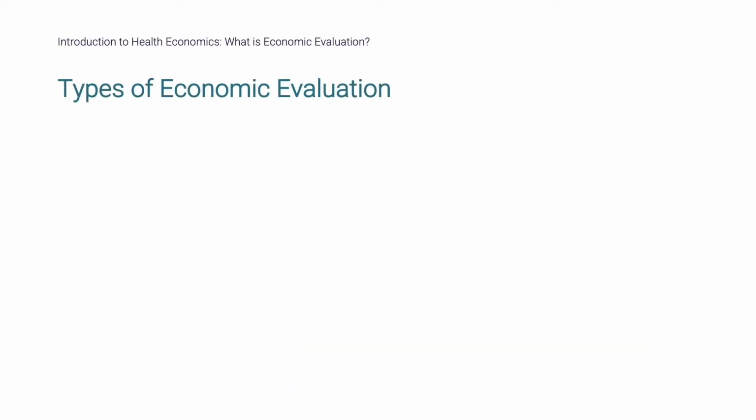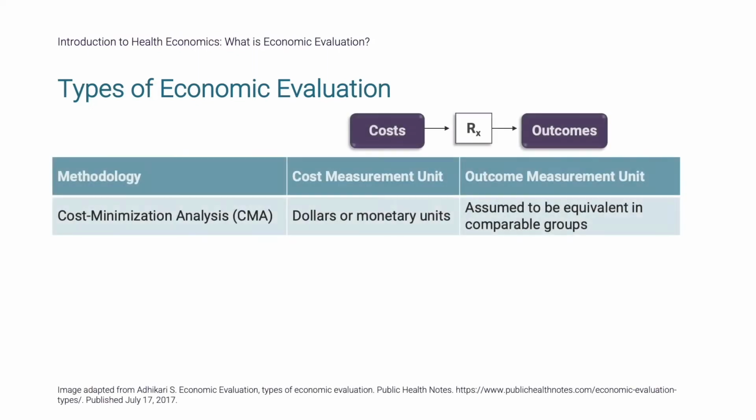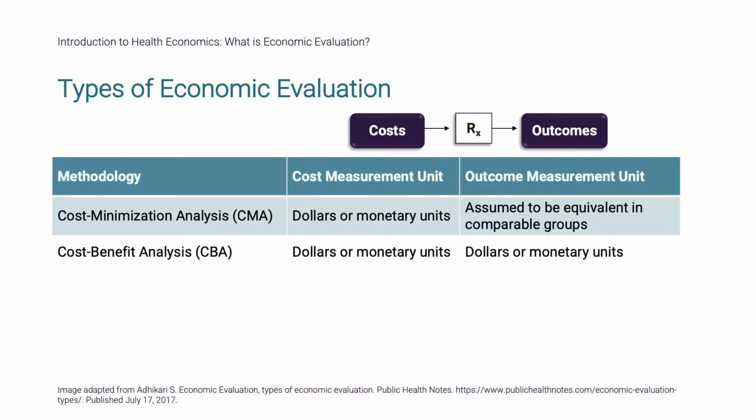There are 4 main types of economic evaluation, and they differ in how health outcomes are measured. Cost-minimization analysis can only be used if the outcomes are assumed to be equivalent for the interventions being compared. In this case, only costs are considered, and outcomes are not measured as they are equivalent. This type of analysis is rarely conducted. In a cost-benefit analysis, the outcome is expressed in dollars or monetary units. This method may be used widely in other sectors, but is less commonly used in healthcare as it can be conceptually difficult to associate health outcomes with monetary values. This type of analysis is also rarely conducted.